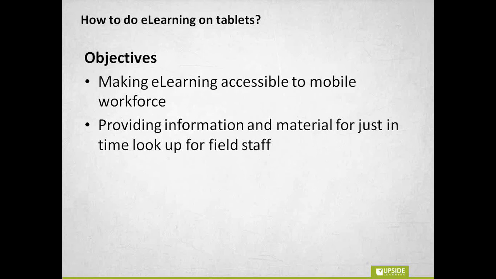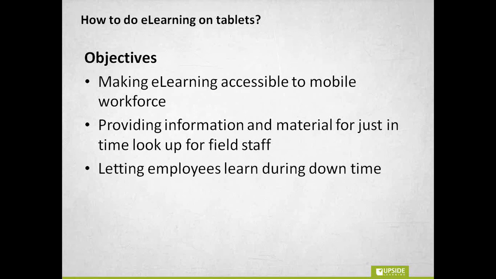Providing information and material for just-in-time lookup for field staff, which is essentially letting them hold, let's say, PDFs and manuals and videos and other things on their devices and then use them whenever they need them. So like the Toyota Yaris app that we talked of, maybe an app that is holding all the information, or an app that talks to the servers and helps them download stuff onto their devices. But essentially it lets them use it when they need it. It's all available with them.